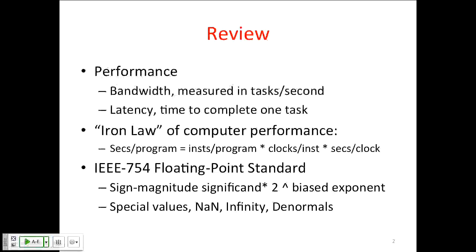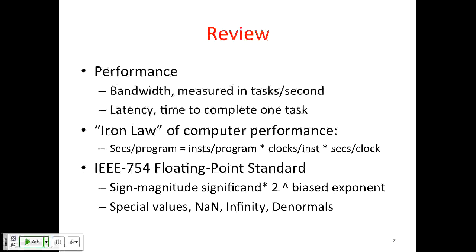So the seconds per program, you can break it up as the total instructions you run to execute the program, multiplied by the number of clock cycles each instruction takes on average, multiplied by the seconds it takes for each clock cycle. Right? So with this iron law, you can tease apart these three factors in the runtime of a given program.